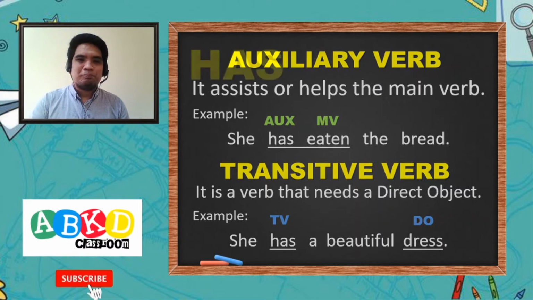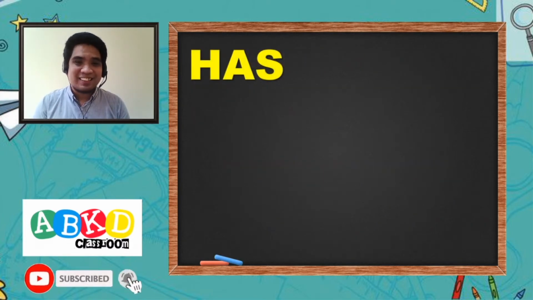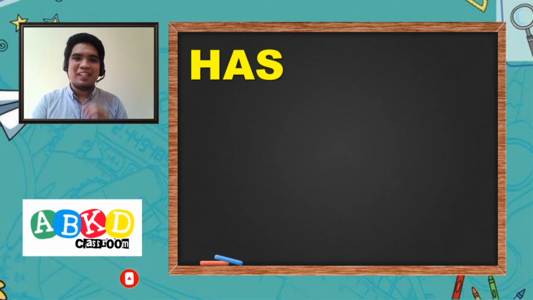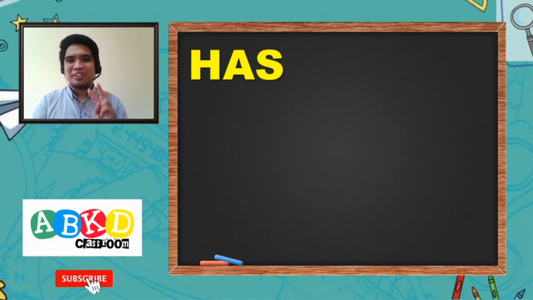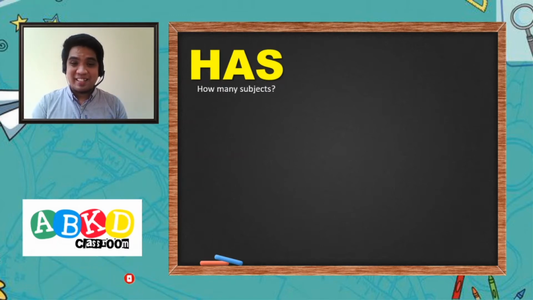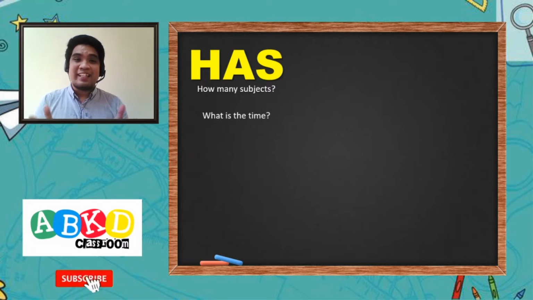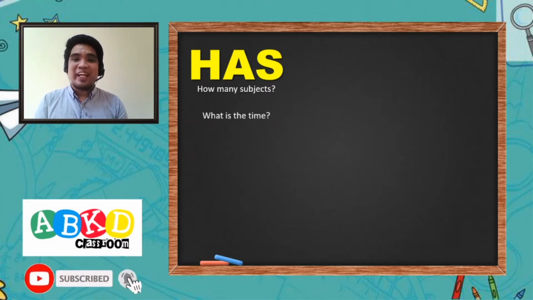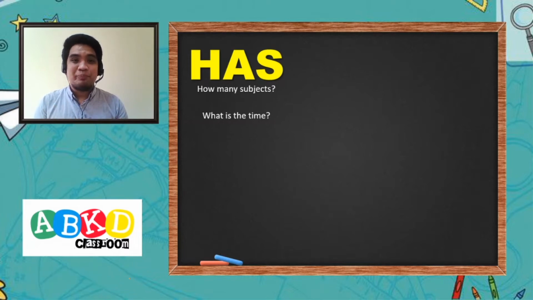Okay? So, let's first discuss has. Kailan ba natin ginagamit si has? Actually, madali lang po talaga ito. There are two questions that we need to ask. How many subjects? Ilan ba yung subject natin sa sentence? And what is the time? Or ano yung time ng sentence? Is it in the past ba? Or is it in the present?